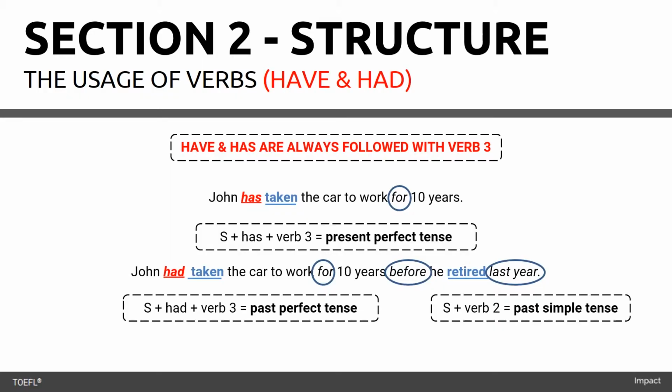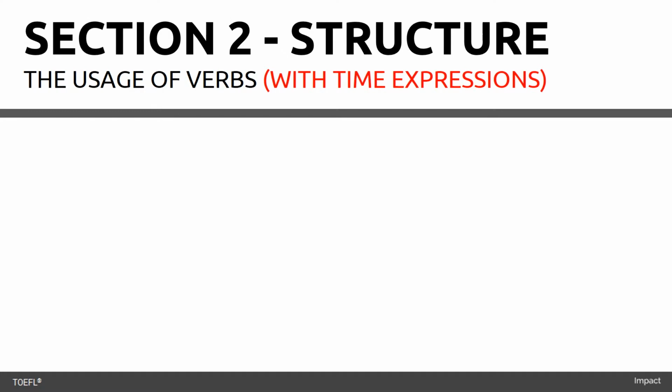Because he retired. Now let's look at the sentence, he retired. He retired is past simple tense. When did he retire? Last year. So past simple tense is something that happened in the past without any duration. You can use time expressions as a clue to know what grammar structure to use when you are creating a sentence. The usage of verbs with time expressions.